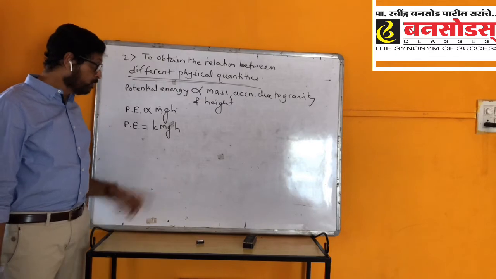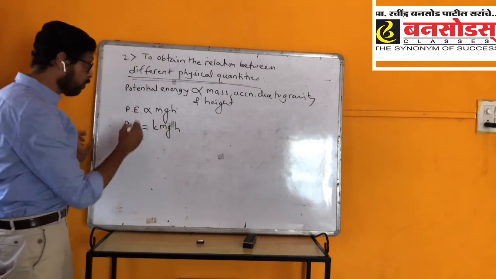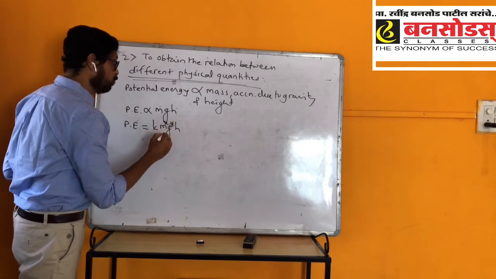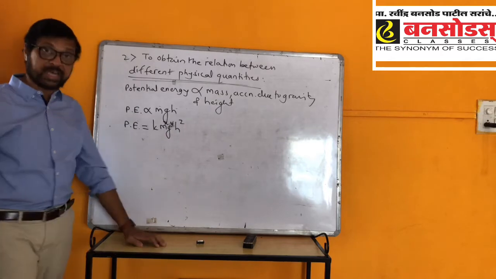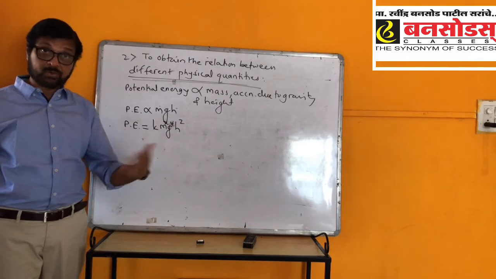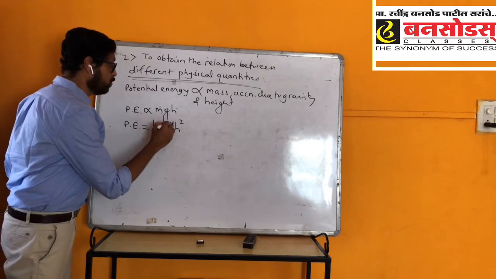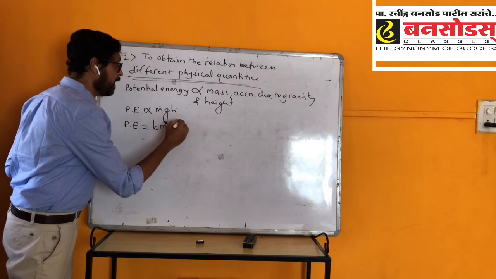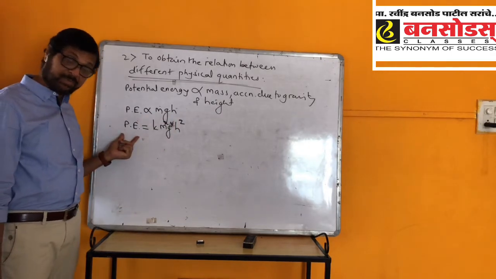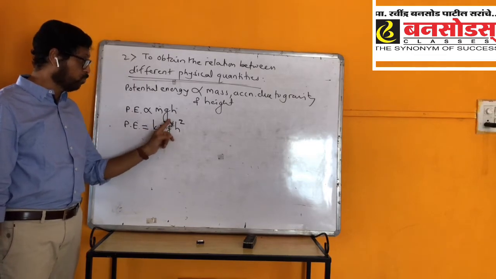But you don't know m raised to how much, g raised to how much, and h raised to how much. So here what you do, allot powers: m raised to x, g raised to y, h raised to z. Because you don't know whether it is m or m square or m cube. So potential energy is equal to k, a constant, into m raised to x, g raised to y, h raised to z.